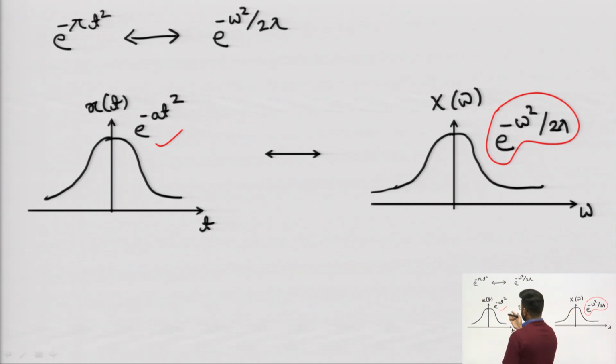So, the Gaussian signal has the same form in the time domain as well as in the frequency domain. This property is utilized in communication systems. So, this is how we can find the Fourier transform of any Gaussian signal.